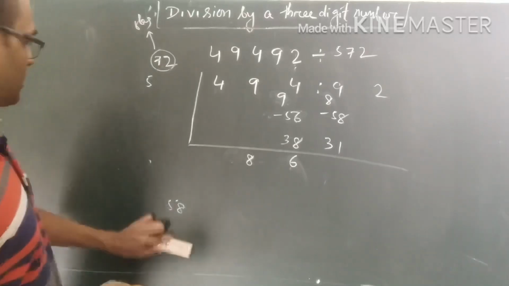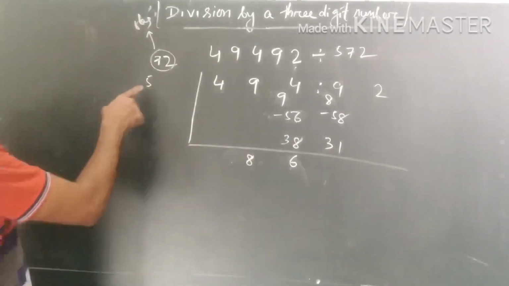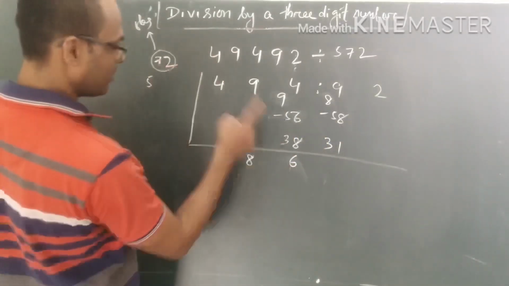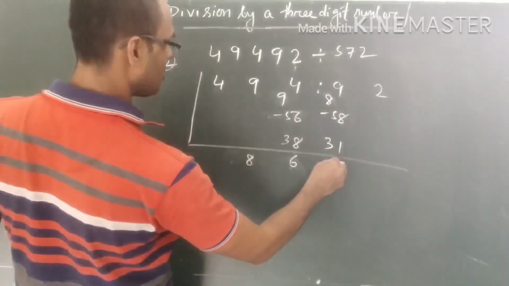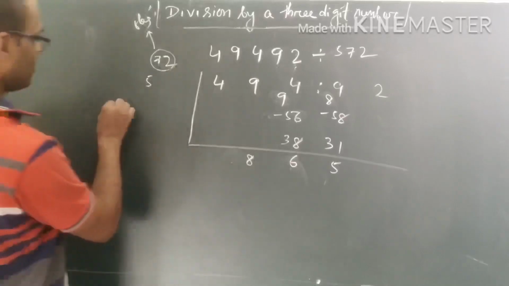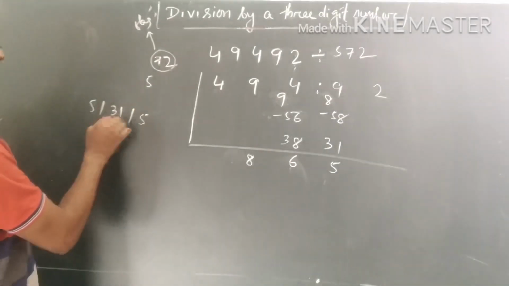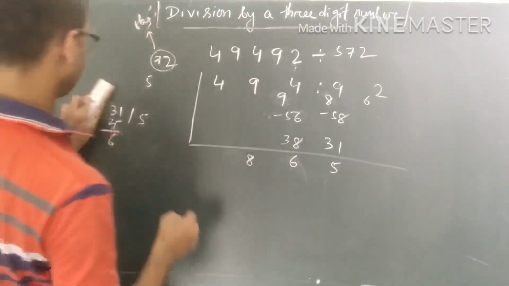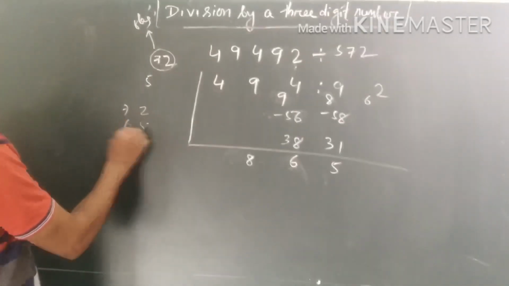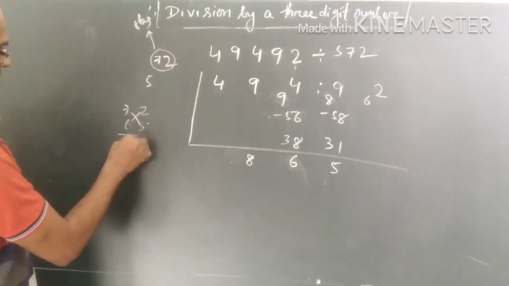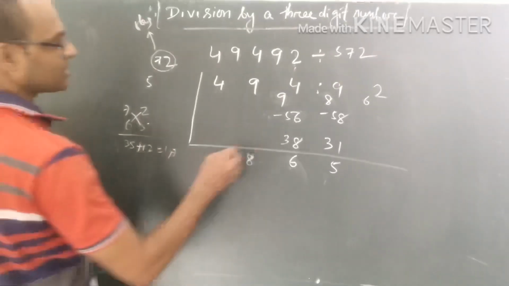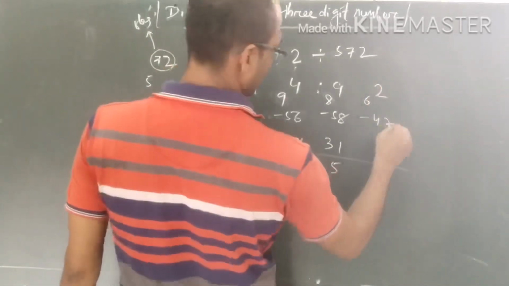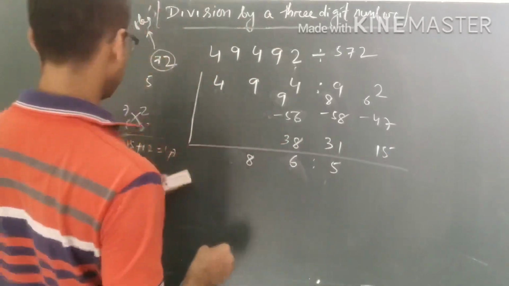Now again 31 will be divided by 5. If we take 5 into 6, 30, then 1 will be the remainder, and again if you take the calculation, here you will get negative. That means you have to take 5. 31 with 5: 5 into 5, 25, remainder is 6. Now 72 with 65. 7 into 5, 35. 6 into 2, 12. So it is 47. So 47 will be subtracted. Now 12 minus 7, 5. 5 minus 4, 1. We are getting 15.